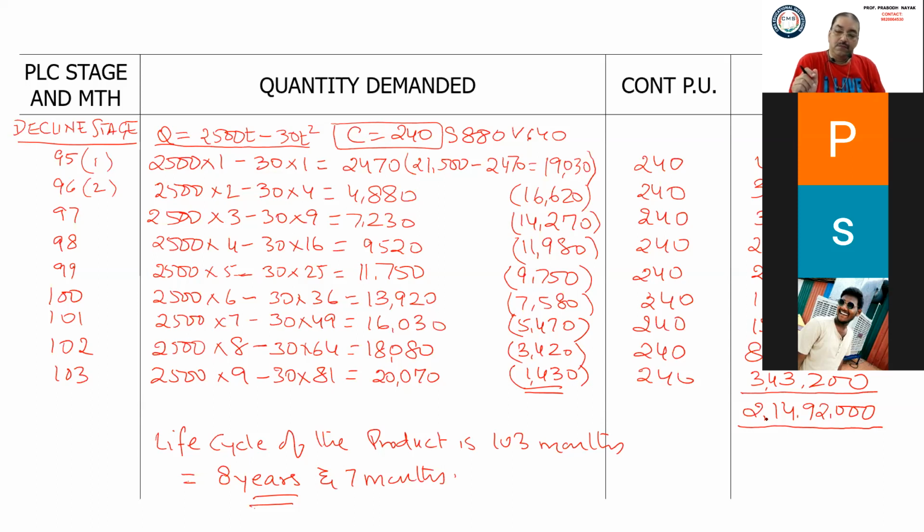I think it is 5 months, sir. Final. 8 years, 5 months. 8 12s is 96. 103 minus 96 is 7. So 8 years 7 months.